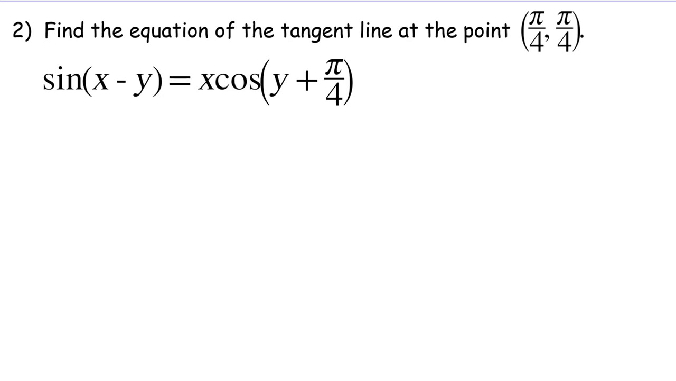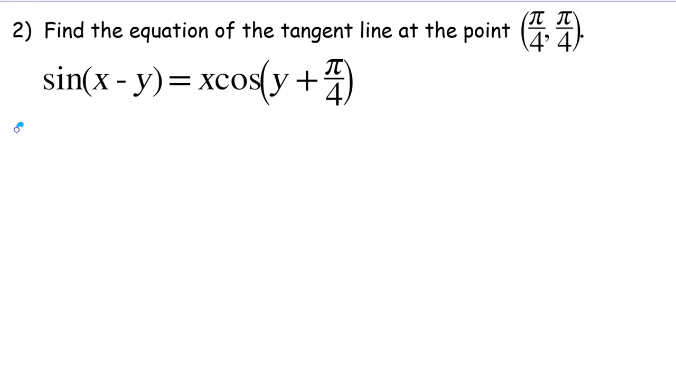Find the equation of the tangent line at the point pi over 4, pi over 4. Okay, so we get to work some trigonometry into this, and the first step is going to be to find the derivative at that point. So we need to take this equation and implicitly differentiate it.